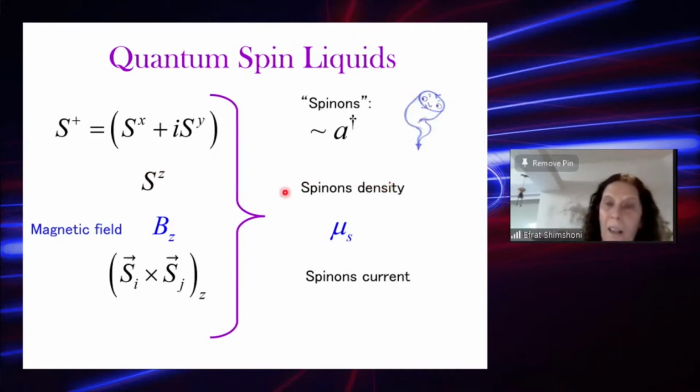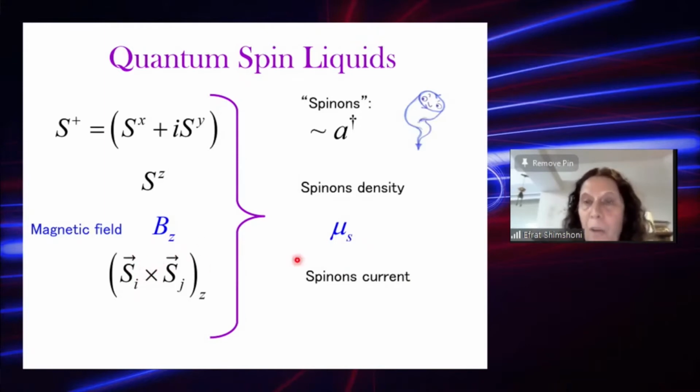And as a result, the Zeeman magnetic field serves as a chemical potential which can control the occupation or the density of the spinons. Now, similarly to the spinon density, one can also define a spinon current operator, and that current operator can be related to an object like this that describes spin propagation, so S cross S on neighboring sites.